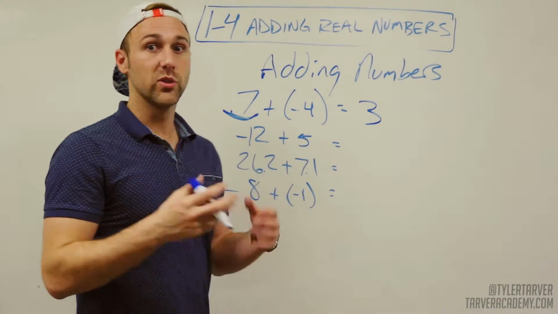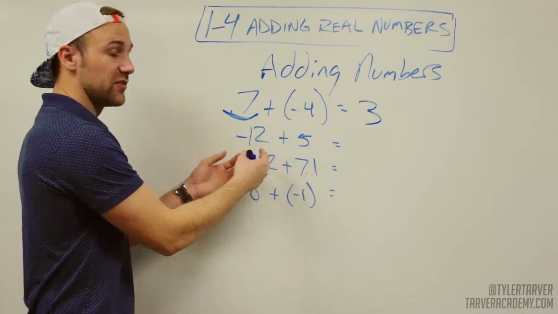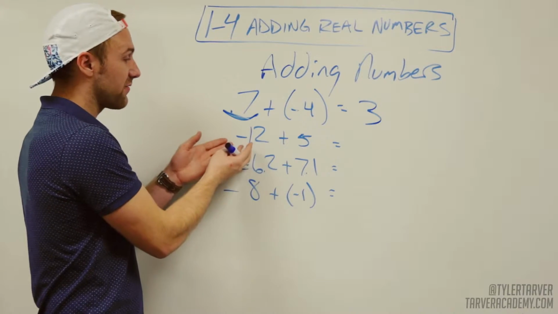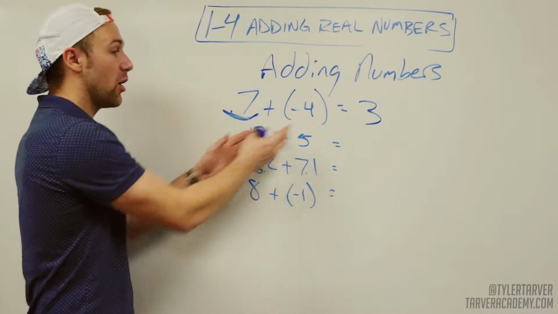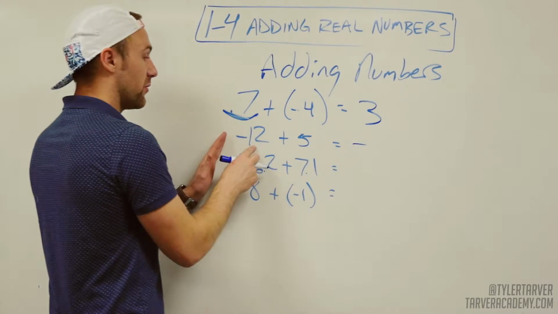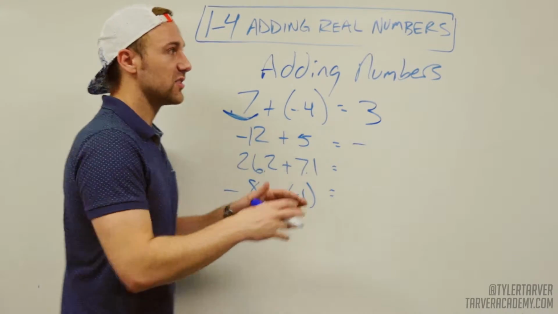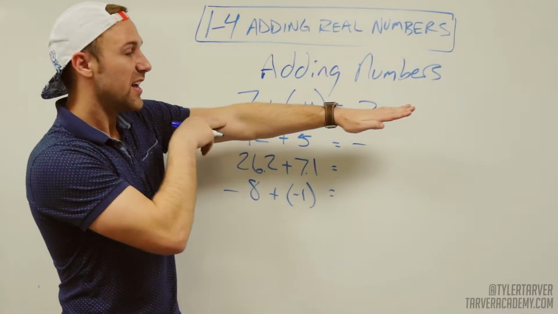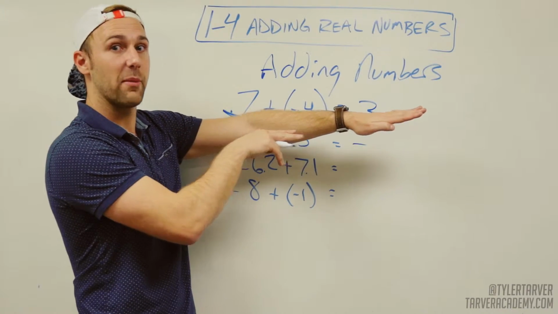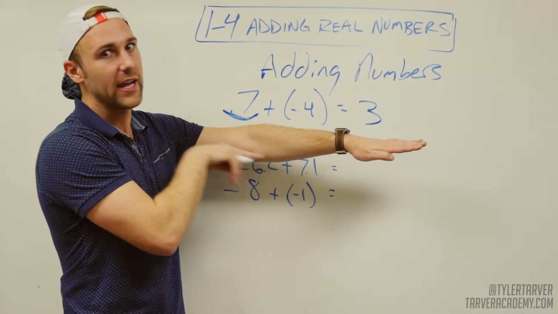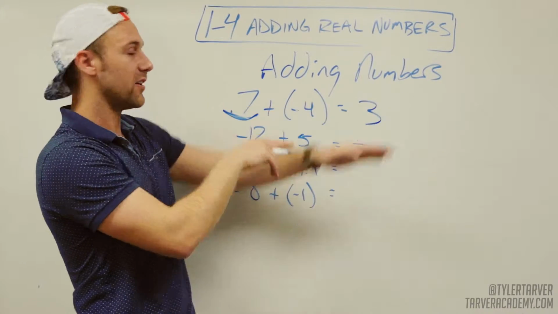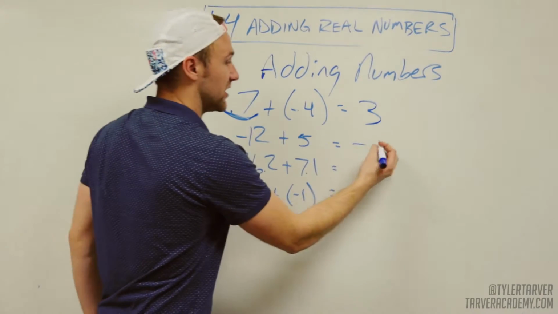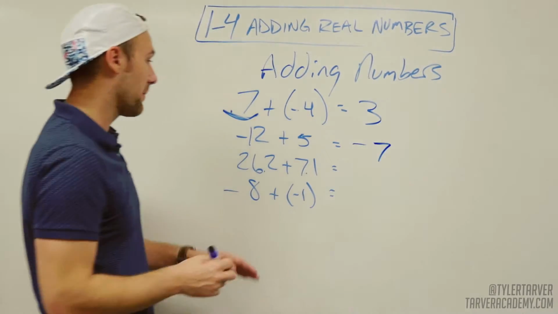Negative 12 plus 5. Which one's bigger? 12. 12 is a bigger number than 5. What's the sign in front of 12? Negative. I know my answer is going to be negative, okay? So I do negative 12 plus 5. It's like if you were looking at the number line, I've got negative 12. It's like I'm trying to get my head above water. I'm trying to get to 0, but I can't get all the way there. So I can only go over 5. So it'd be negative 12 plus 5, which is negative 7, okay?